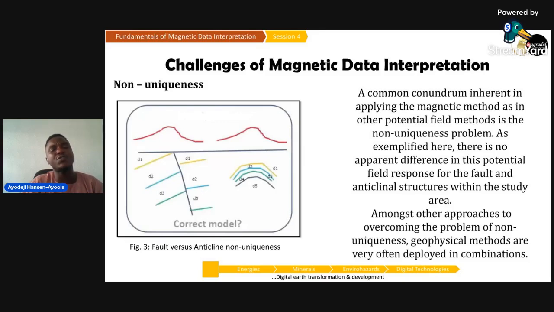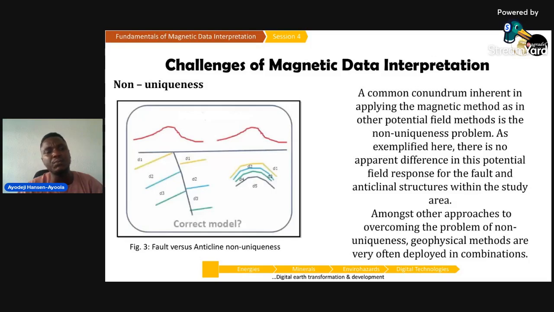So down to the problem of non-uniqueness. Non-uniqueness is a problem that cuts across geophysical methods generally. But for the potential methods, including your gravity and magnetic method, the problem of non-uniqueness seems to be pronounced. So what does non-uniqueness mean? As many of us might know, it means that when we're dealing with two different subsurface situations, and yet you are generating similar anomalies, you say you are dealing with the problem of non-uniqueness. That is, the character of the anomaly is not unique to a given situation. This problem is common to the potential field methods generally, and the magnetic method of course is not left out.